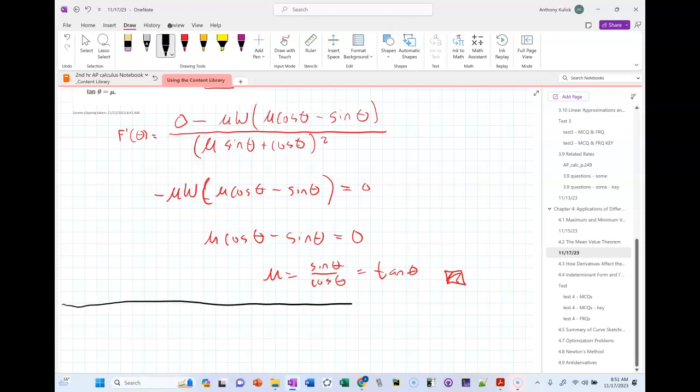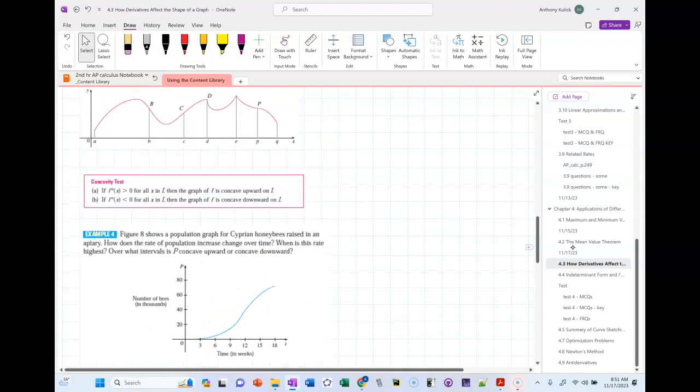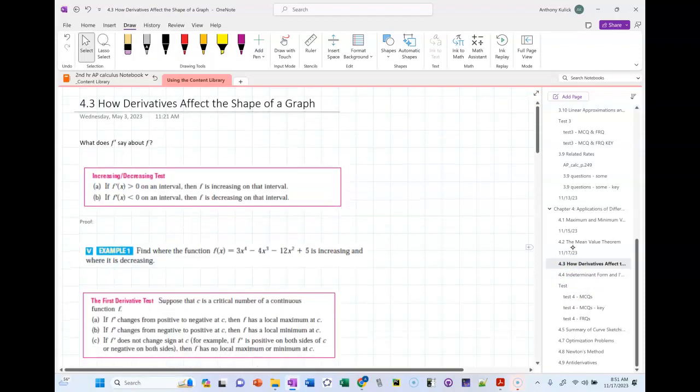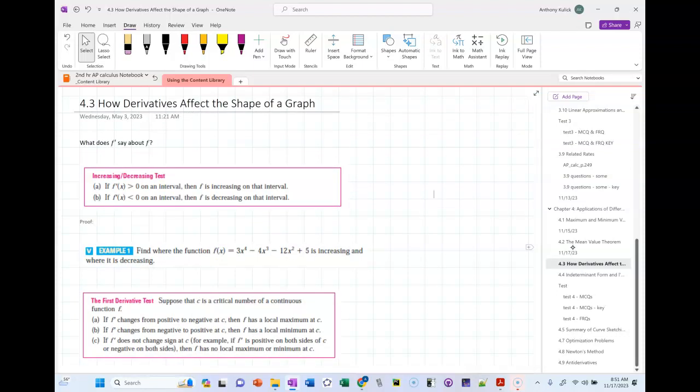Okay. Let's do 4.3. So most of what we've been interested in so far in chapter 4 has been finding these maximums and minimums, right? So we're going to continue that discussion, looking at what we can do to formalize finding these local mins and maxes.